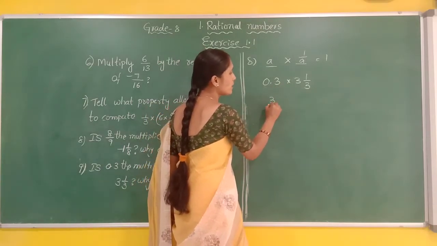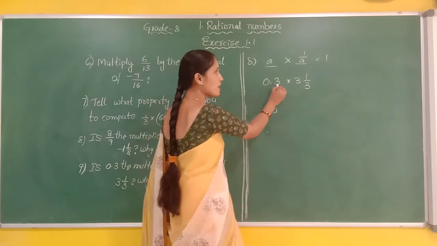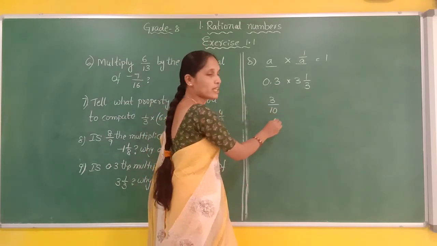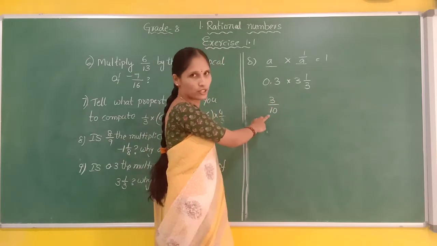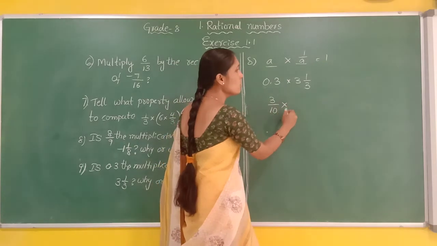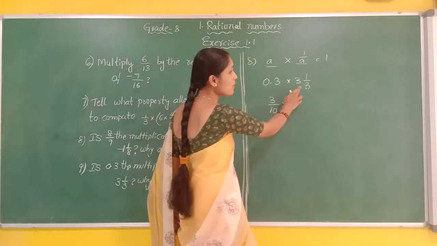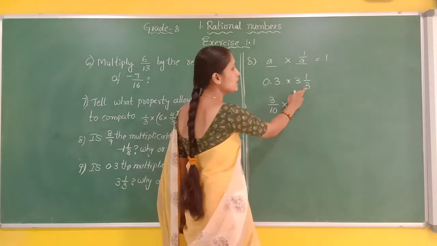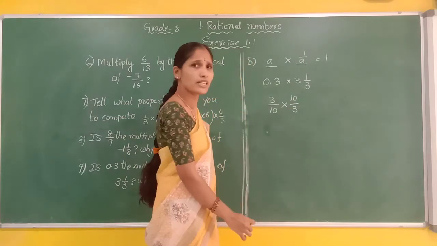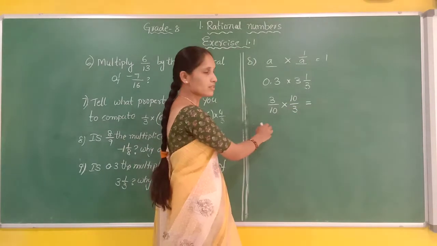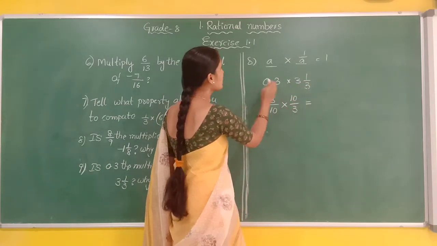0.3 can be written as 3 by 10. Here the decimal part has one digit, so the denominator will be 10. Convert the mixed fraction 3 1 by 3 into an improper fraction: 3 threes are 9 plus 1, that is 10 by 3.